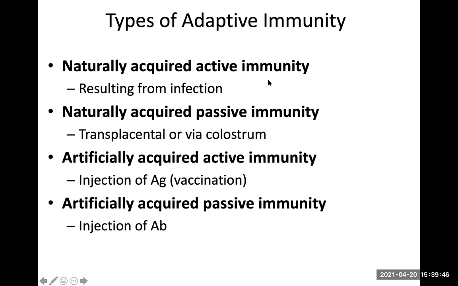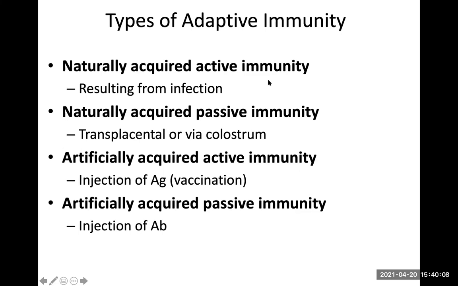antibodies onto her baby. But it's passive because the baby did not do anything. The baby's immune system didn't do anything. It just gained those antibodies. And once those antibodies are used up or wear out, they're gone. And the baby's not able to make those unless the baby goes through the process of making its own.